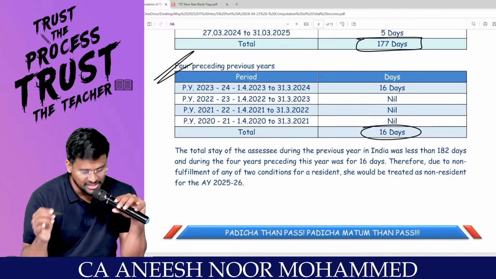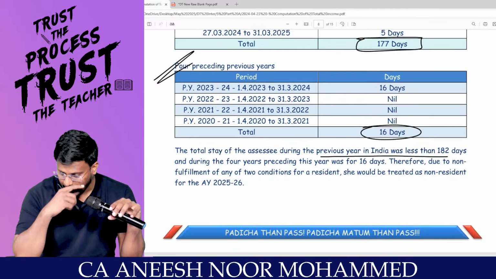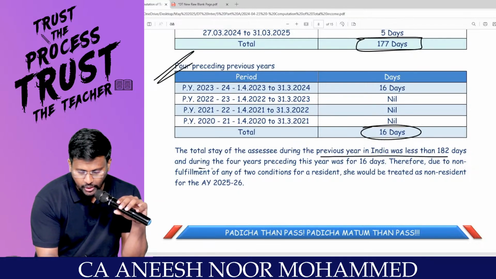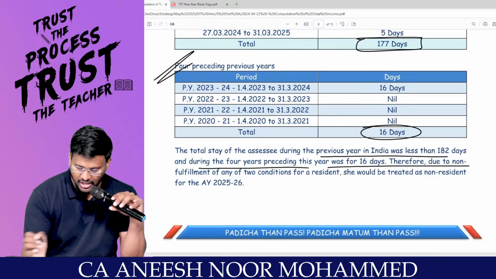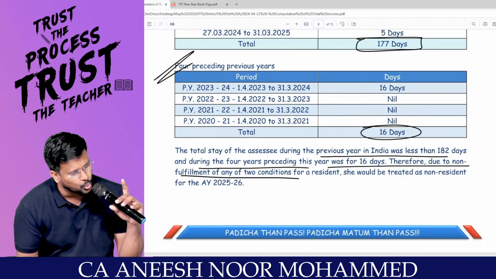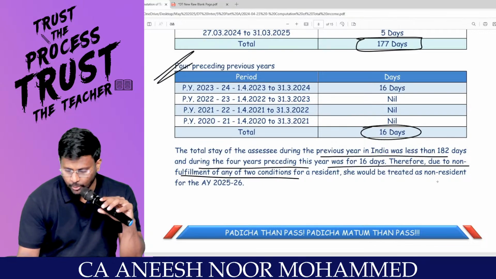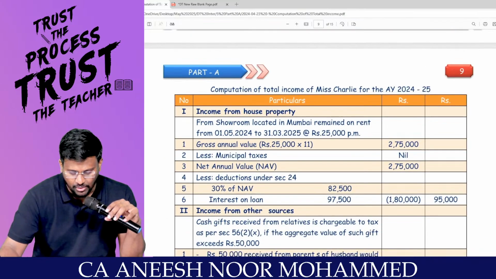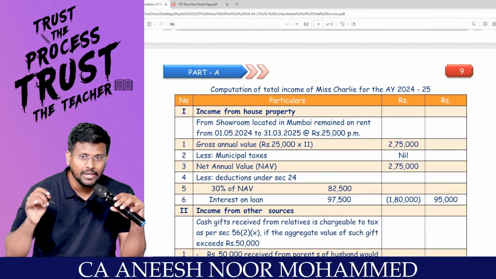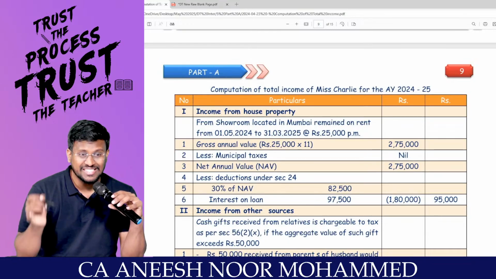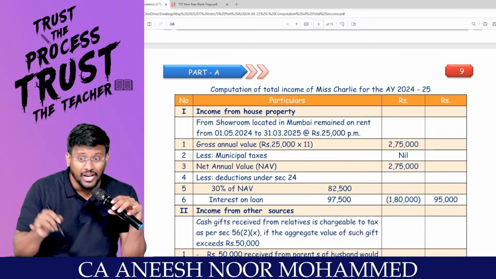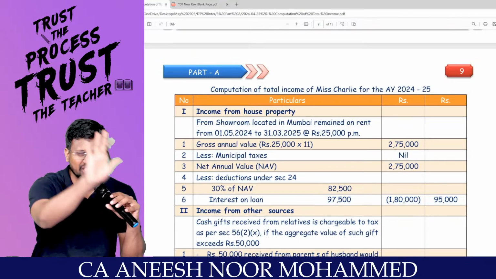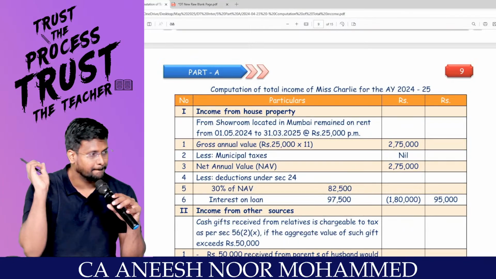So total stay of the assessee during the previous year in India was less than 180 days. So the first basic condition has not been satisfied. And during the 4 years preceding this year was 16 days. Therefore, due to non-fulfillment of any of the 2 basic conditions, she would be treated as a non-resident for the assessment year 25-26. Even though she is a non-resident, since the income has accrued or arisen from India, she is liable to pay tax in India as per section 5, that is scope of total income.